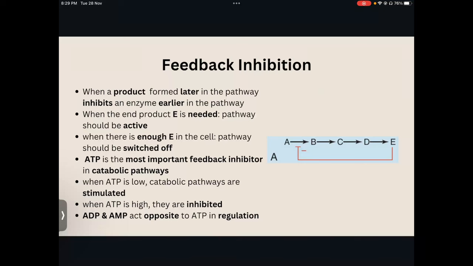Now, again, if we're saying this about ATP, what about ADP and AMP? They're the products. So if you have high ADP and AMP, that means you're breaking down a lot of ATP. And so it's going to do the opposite of what ATP would do. So when ATP is high, you would inhibit the pathway. But when ADP and AMP, the products, are high, you would stimulate the pathway to produce more ATP. So it's simply that they're acting opposite to each other in terms of regulation.